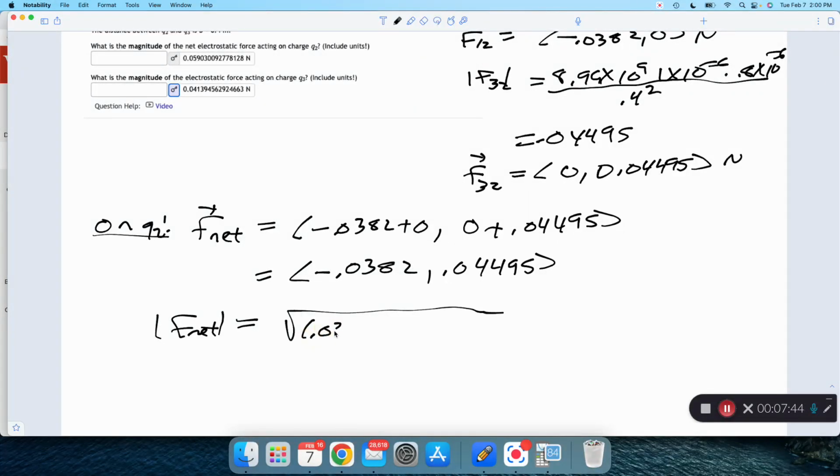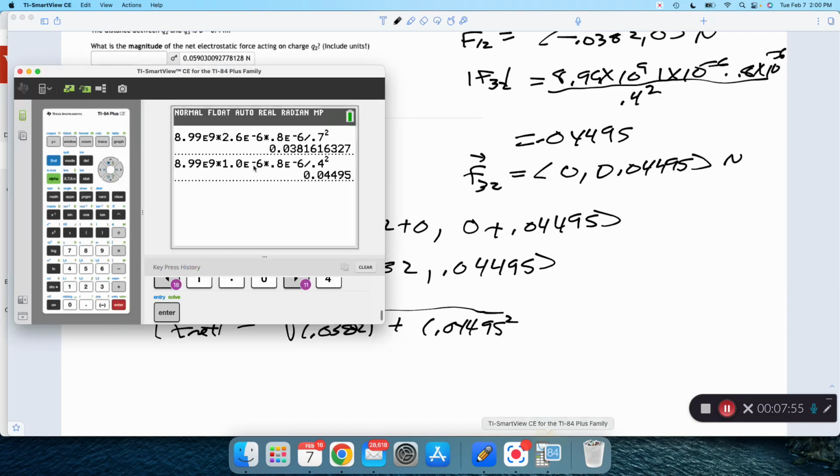So just 0.0382 squared plus 0.04495 squared. And we can type that in our calculator.